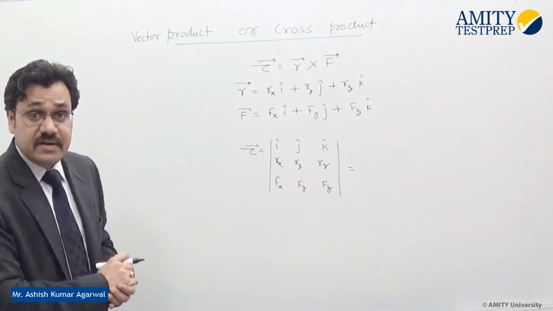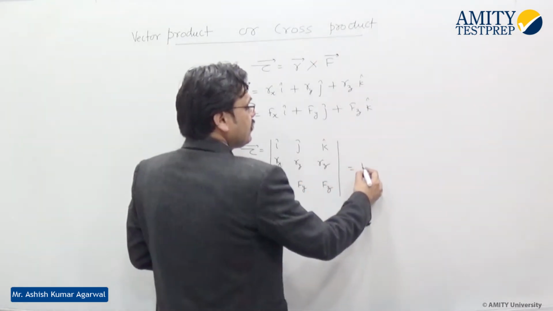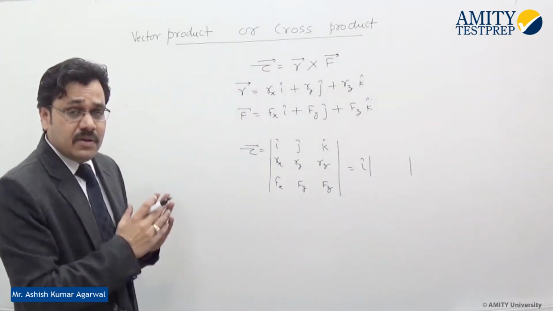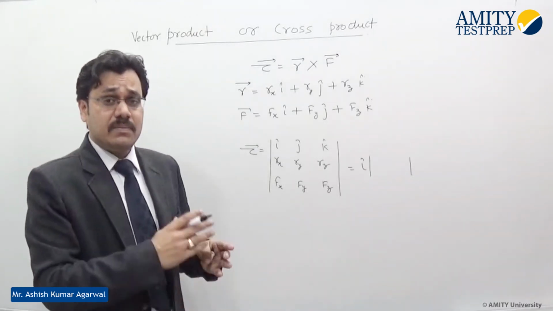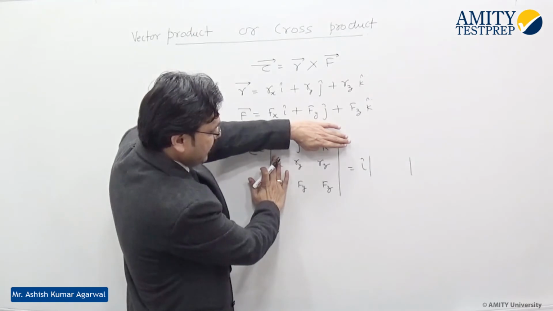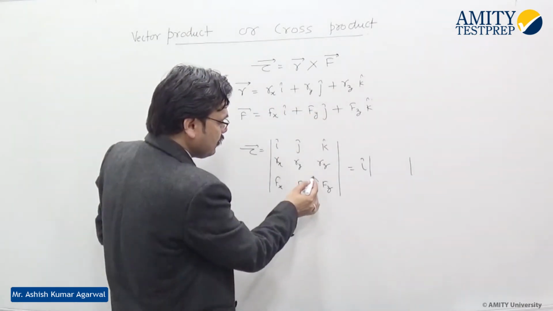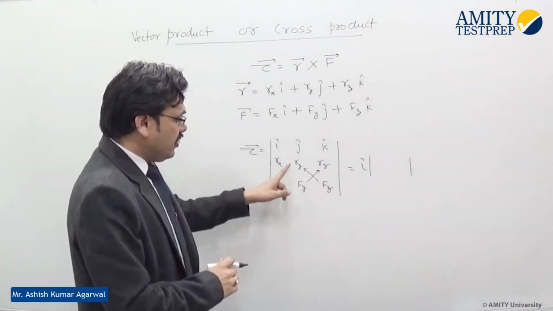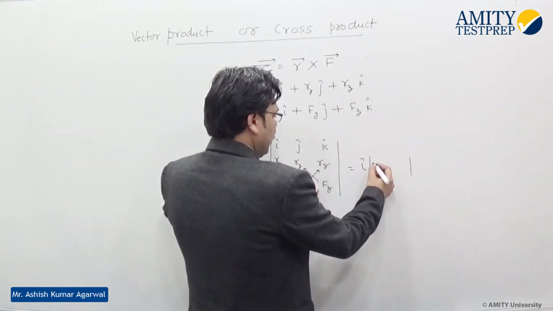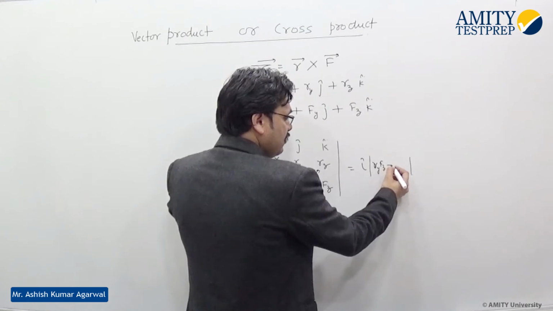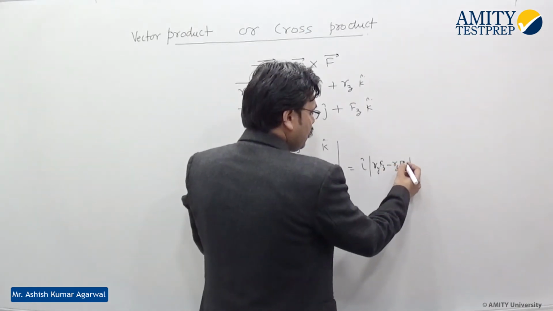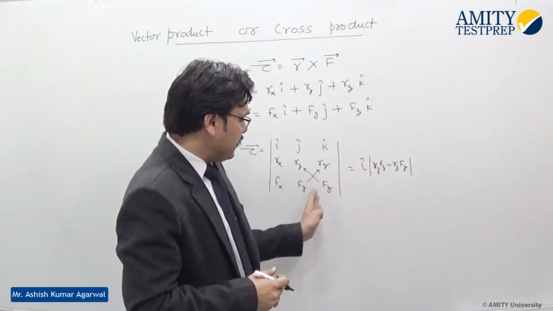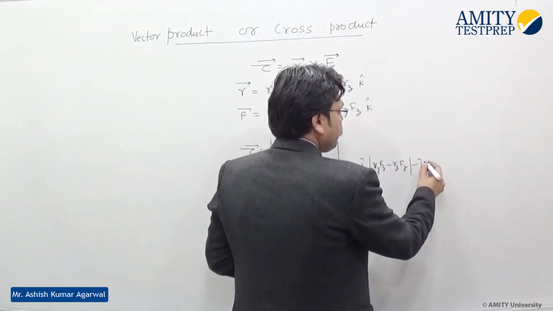So you have to write it down like this first, then i cap. Now you have to multiply it. For i cap you have to hide the row and column of i. So if you hide this, you get this. Now you have to cross multiply the remaining part. If you multiply these, you get Ry into Fz minus Rz into Fy. So first of all you write i cap, then cross multiply the remaining, then minus j cap.